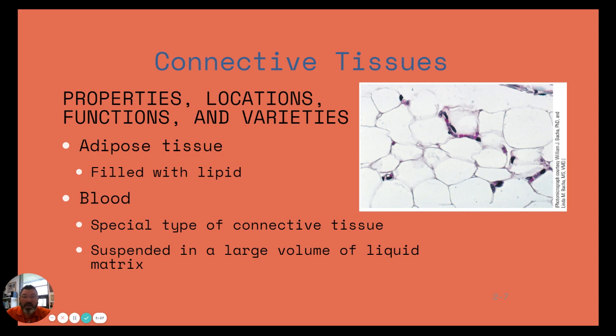Blood is actually classified as connective tissue in a liquid matrix. Of course, it is the vehicle for transporting a lot of things throughout the body and is necessary for healthy body function.